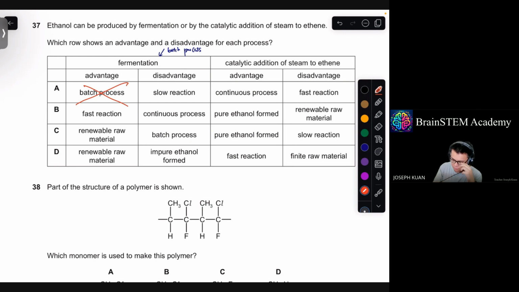So the advantage of fermentation is that the raw materials are renewable. Right, it's renewable. So fermentation is not exactly fast, right? It's not exactly fast. So from my perspective, the best answer should be C. Let's check that further.